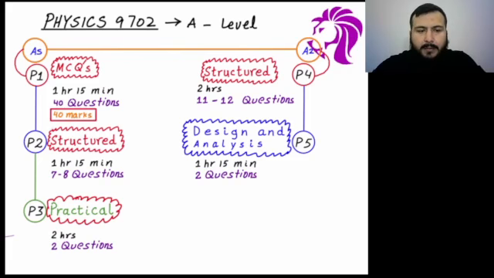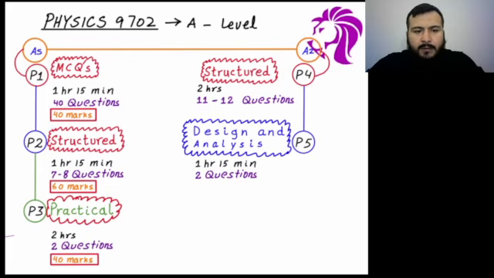If I look at the marks, paper 1 is 40 questions, 40 MCQs, so it's 40 marks. Paper 2, it's 60 marks. Paper 3, it's 40 marks. So at AS level, you have a 40 marker paper, you have a 60 marker paper, you have a 40 marker paper, the third one. In total, you have 140 marks at AS level.